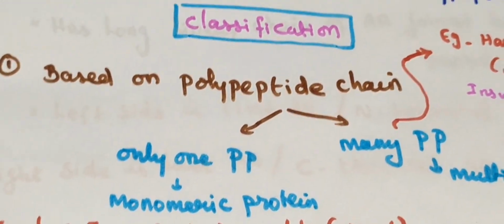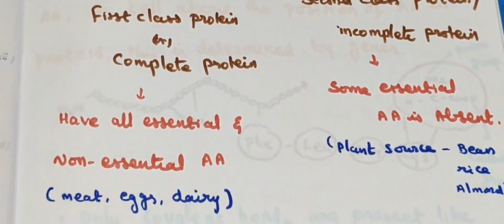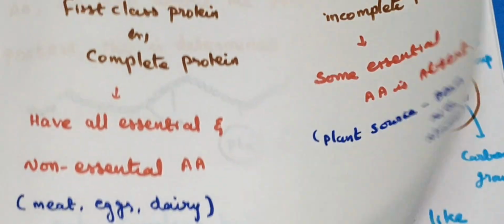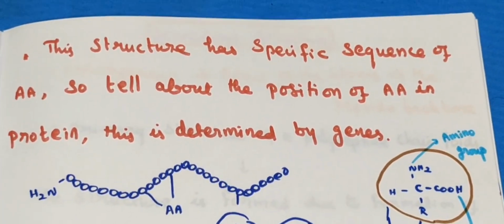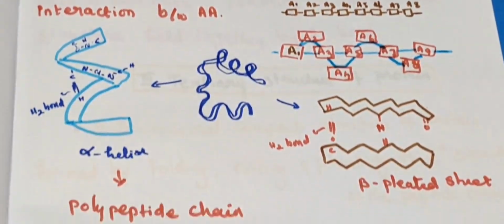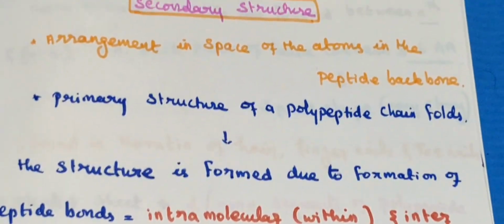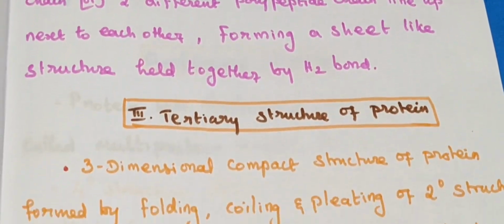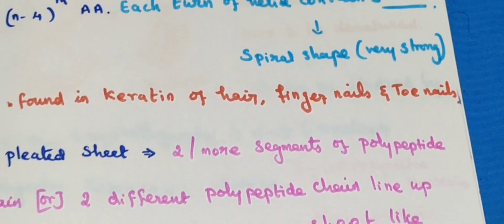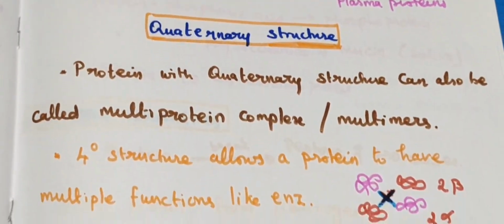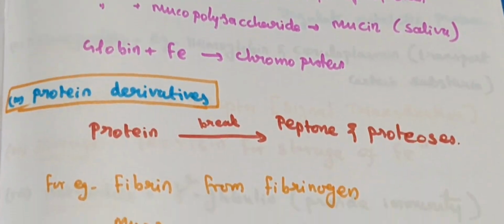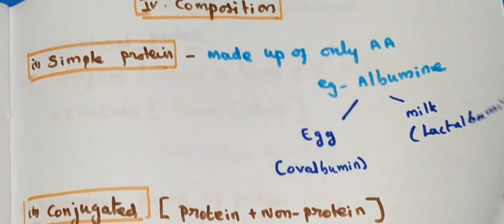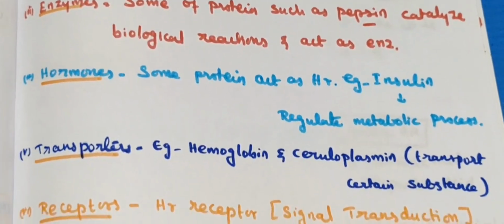In this video we discussed protein, classification of protein based on their completeness, then structure, four different types of structure, then secondary structure of protein, tertiary structure of protein, quaternary structure of protein, then composition of protein, then biological significance of protein.